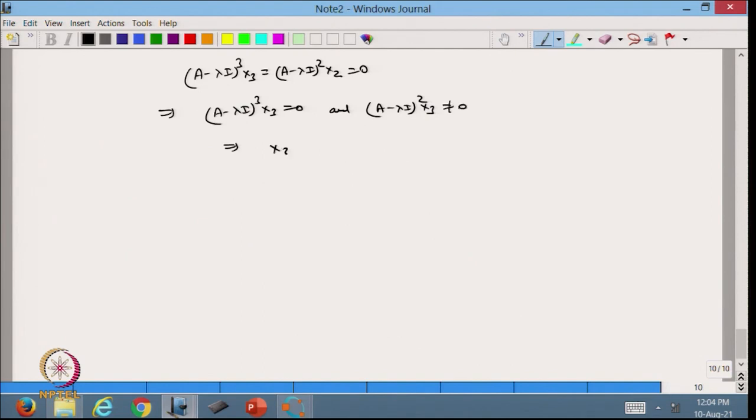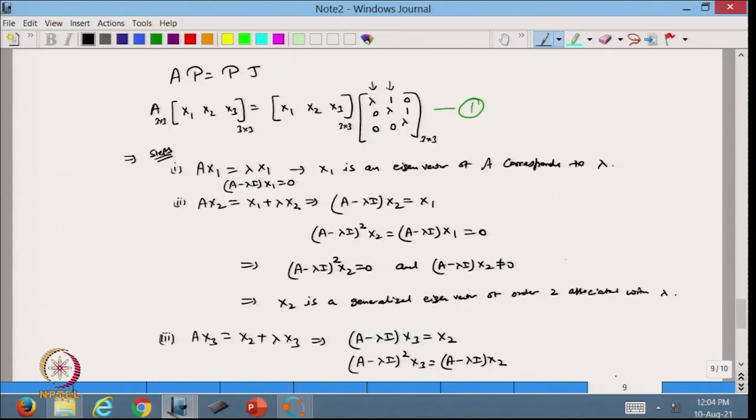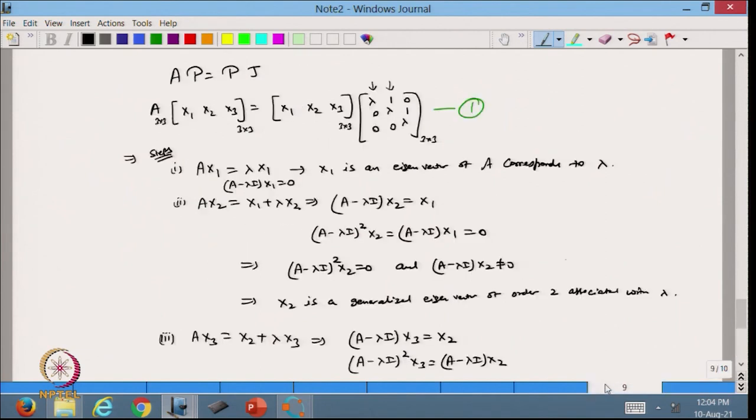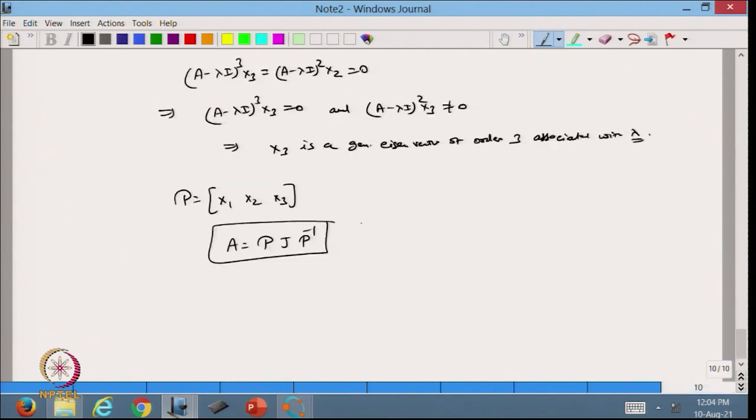So, I can say that x 3 is a generalized eigenvector of order 3. x 2 was of order 2, now it is order 3, associated with lambda. So, this way we are able to find x 1, x 2 and x 3, and then I can write my P will be [x 1, x 2, x 3]. And then based on this one, I can define my matrix A, that will be P J P inverse. So, in this case the P is invertible, but P is not an orthogonal matrix. So, it means that for any matrix, whether it is diagonalizable or not, we can always write the Jordan form of a given matrix.